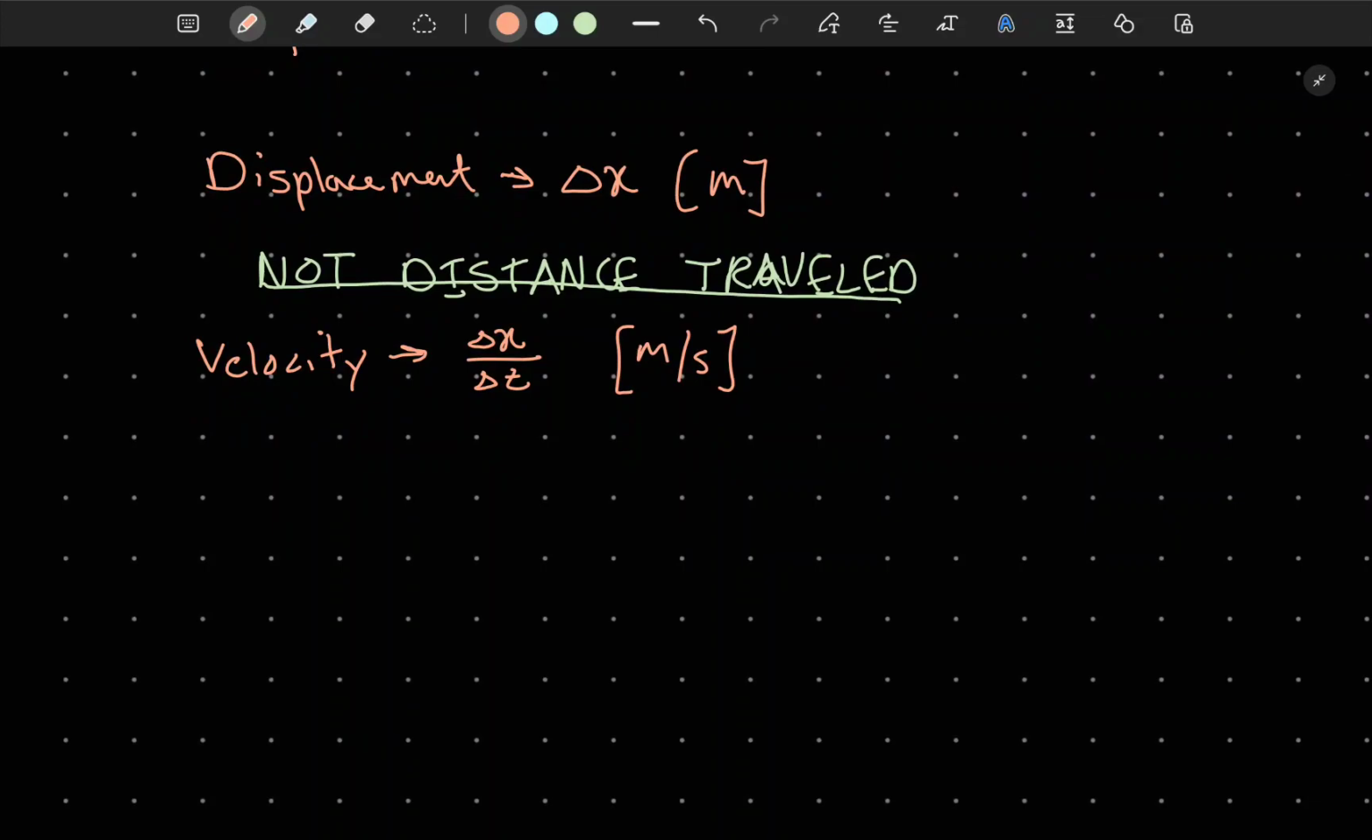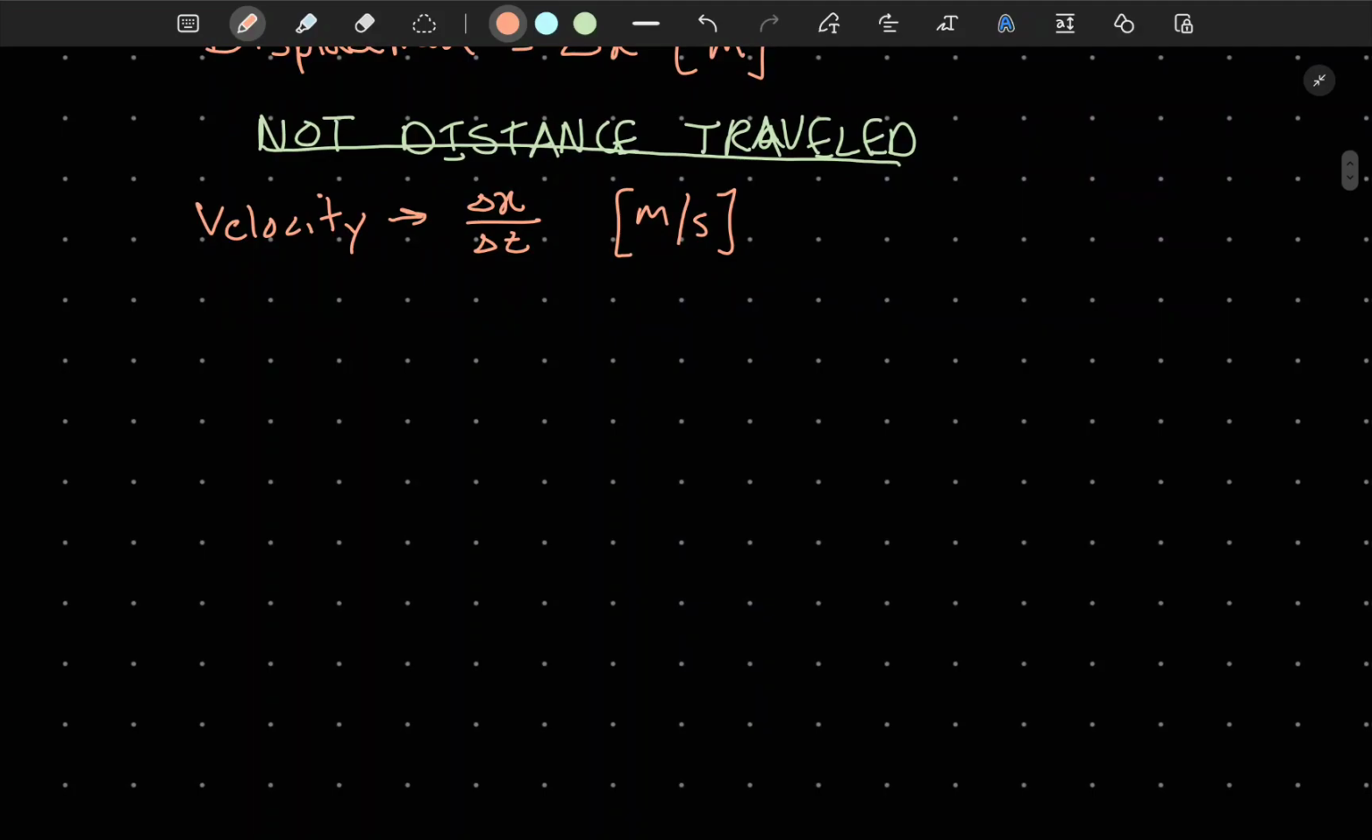And velocity is not speed. Speed is one part of velocity. Speed is the magnitude of velocity. But we don't have any direction in speed. So that's just important to note as well. Anyway, so moving on. We should probably go over some graphs.